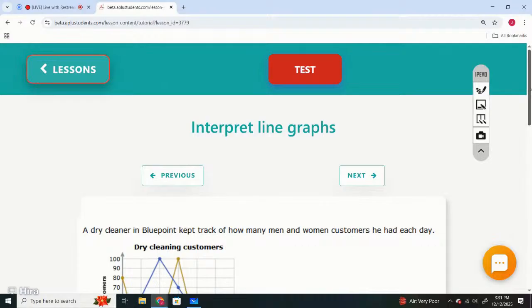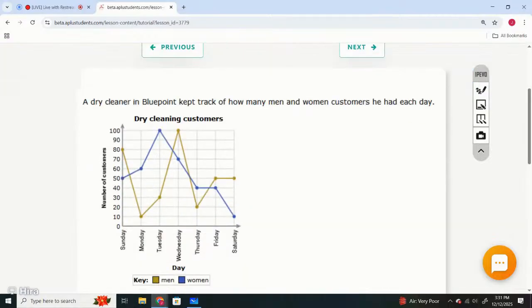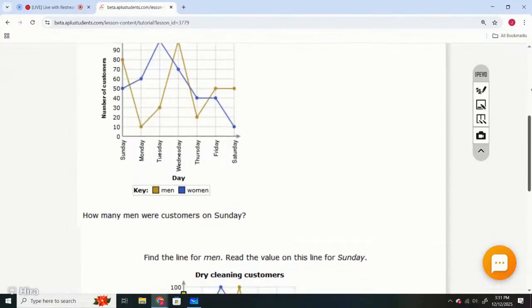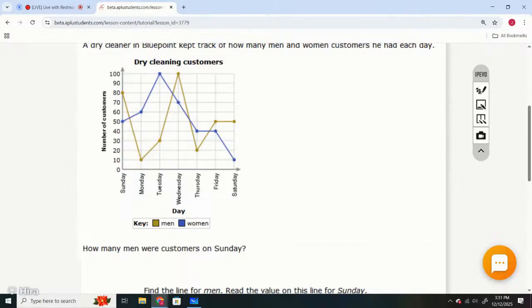Interpret line graphs. A dry cleaner in Blue Point kept track of how many men and women customers he had each day. So, how many men were customers on Sunday? Here is Sunday. The brown color represents the men. So, on Sunday there are 80 men. The correct option is 80.